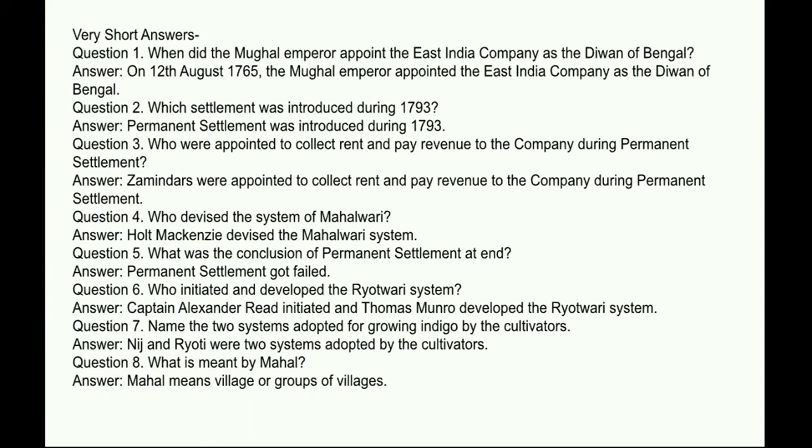Very short answers. Question number 1: When did the Mughal emperor appoint the East India Company as the Diwan of Bengal? Answer: On 12 August 1765, the Mughal emperor appointed the East India Company as the Diwan of Bengal.